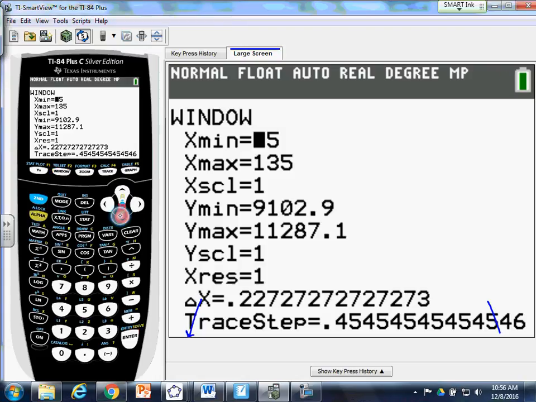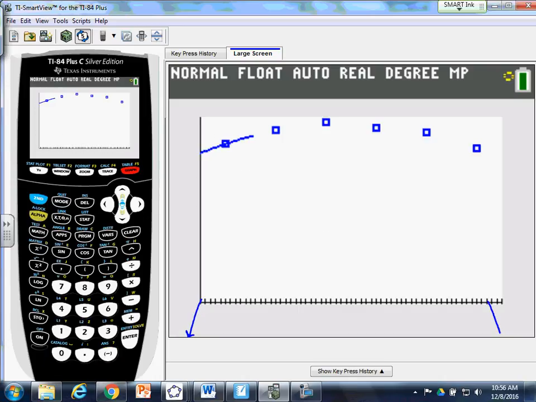But for my y minimum, whenever you need a 0, you need to see some negative y values so that you have both sides of the 0. So let's just do like negative 100 or something. Let's just see how that's going to look. So negative 100, is that going to be enough?